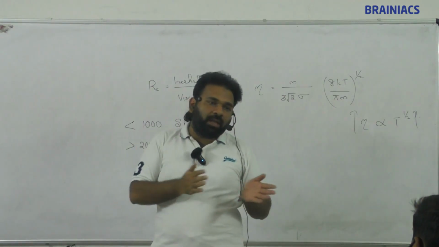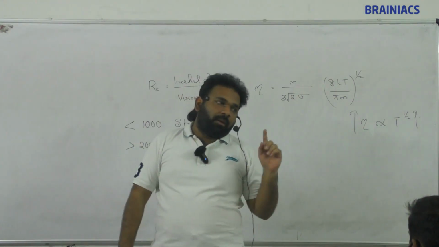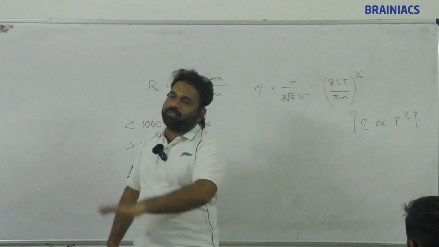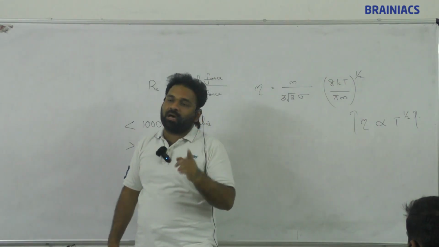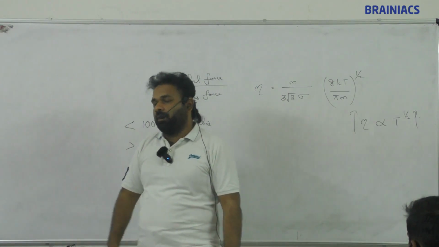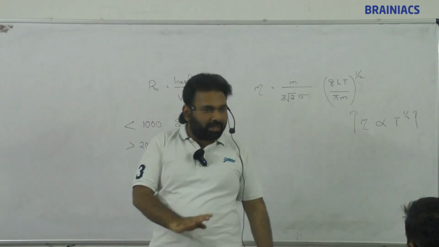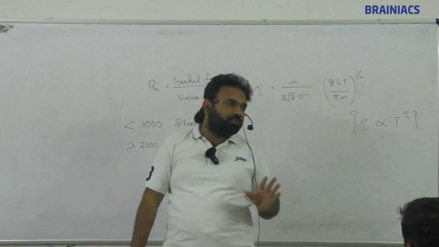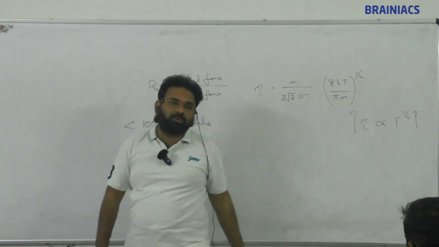Equation of continuity. A1 V1 is equal to A2 V2. What is Bernoulli's theorem? Pressure energy plus kinetic energy plus potential energy is equal to constant. So P plus half rho V square plus rho GH is equal to constant. What is pressure head? Kinetic head. Potential energy head. The dimensional formula will be L, as we will be dividing with rho G.